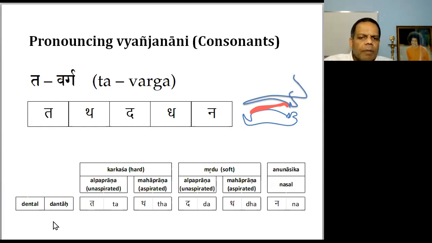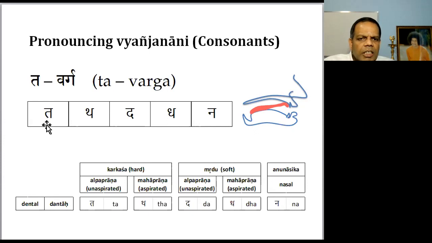the tip of the tongue, and you pronounce: tha, tha, na. As you can see, the tongue is pointed where it's touching. Tha, tha, na.